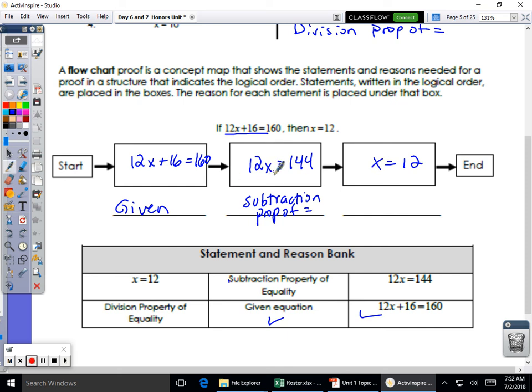Okay, so subtraction property of equality got us from here to there, and then to get from here to here, what do we do to both sides? We divided by 12, and we got x equals 12, so we put that in. Divide both sides. Division property of equality. All right, so that is an example of a flowchart proof. It's just kind of in a different direction, and uses arrows.